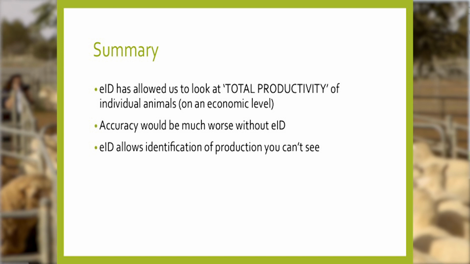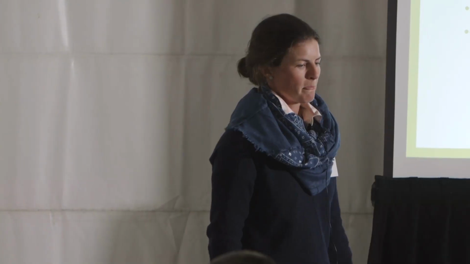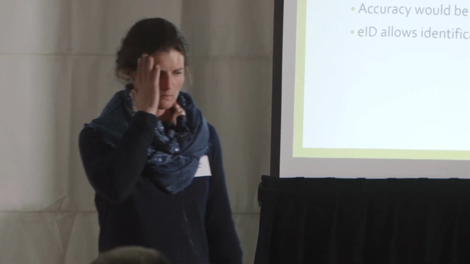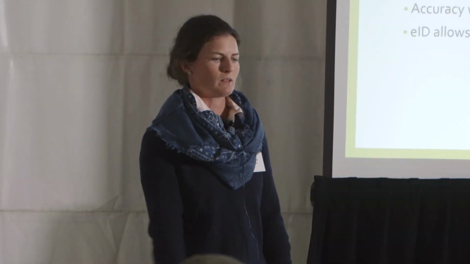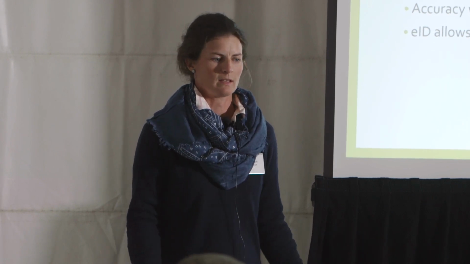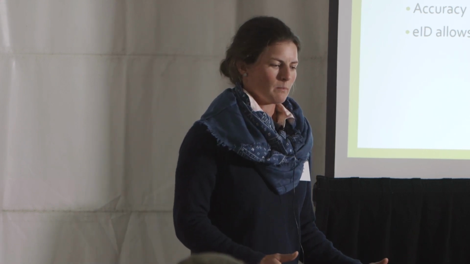So in summary, it's allowed us to look at total productivity on an individual level and a mob-based level, on an economic level. It's certainly made it a lot more accurate than taking all that sort of measurement without EID, and it also allows identification of production you can't see, and I think specifically around your weight gains per day, you can't see that. You can't see what you use yours from. Or what she scanned last year, how can you see that unless you measure it? So that can be really where it's beneficial, is the things you can't see, but are quite critical.